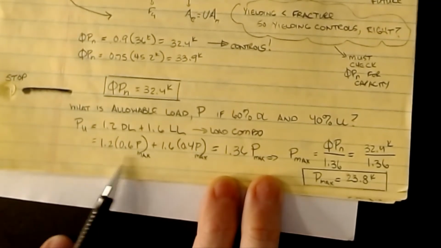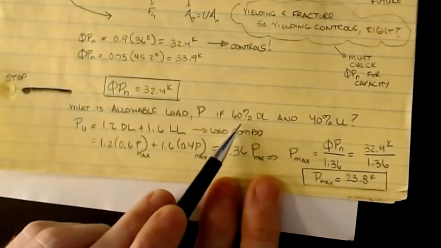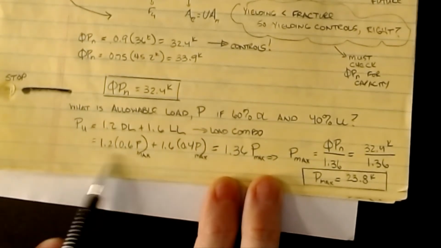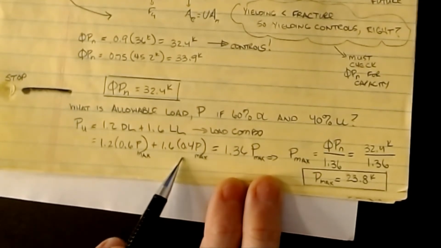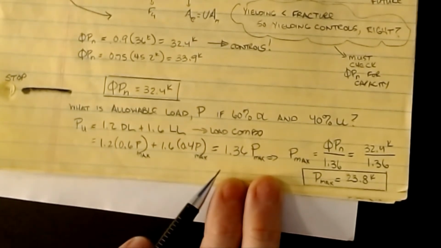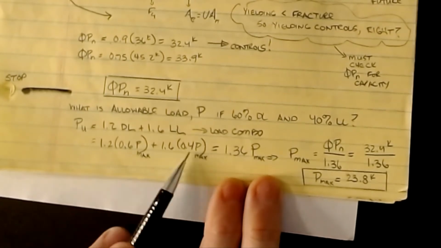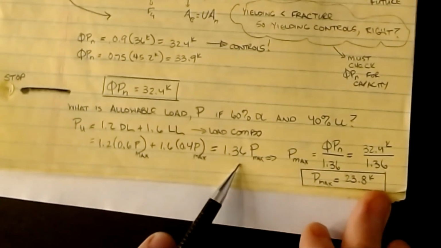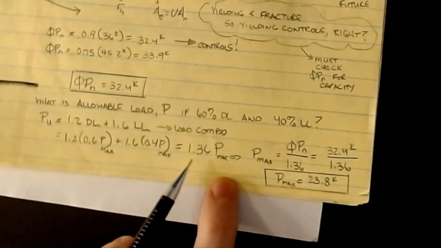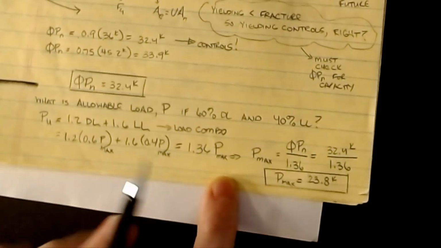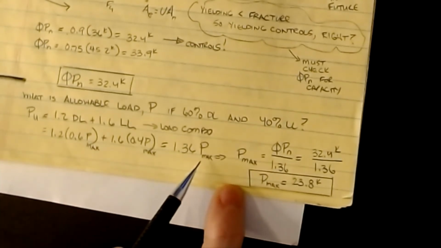The maximum load or the load rating on this would be 1.2 times 60% of P max. That's the 60% because we said that was the dead load, and this is the dead load factor. Plus 1.6 times 40% or 0.4 times P max is the live load factor. If I do this math, then this whole thing equals 1.36 P max. So basically the factor of safety on this is going to be 1.36. I can then solve for P max.